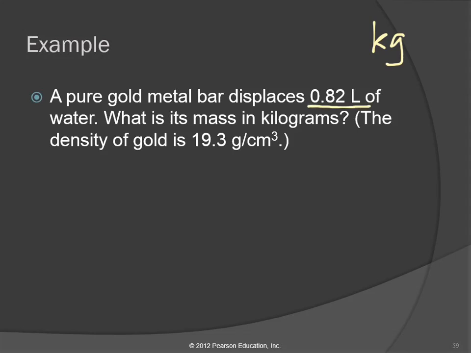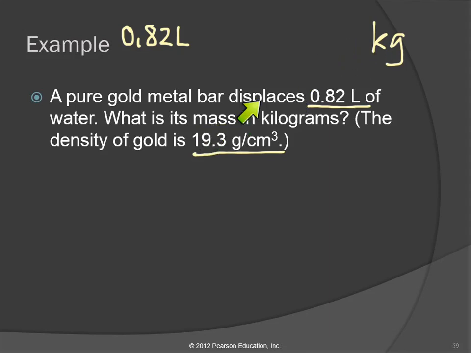We've got 0.82 liters and we've got this density. Which is the one we're starting with? The 0.82 liters. Because this looks like a conversion factor, and it is. Well, how do we get from liters to kilograms? This one's a little more complicated. We're probably going to have to use this, right? This is grams and cubic centimeters, but neither of those units is the beginning or the end.